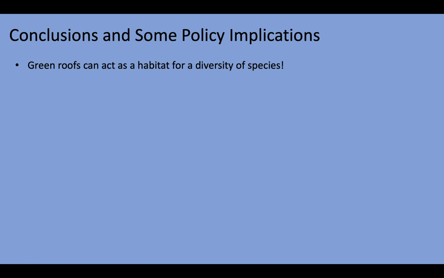So overall, green roofs have been found that they can act as a habitat for a diversity of species. And in this review, I mostly focused on arthropods. There were some snails and some plants, but it was mostly bug species. There's a lot more to look into with mammals and birds, but there was just not enough time in the day.